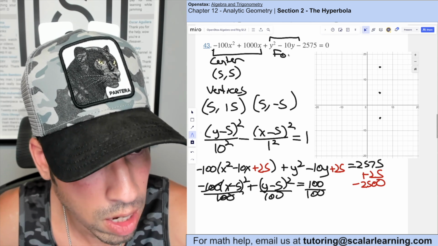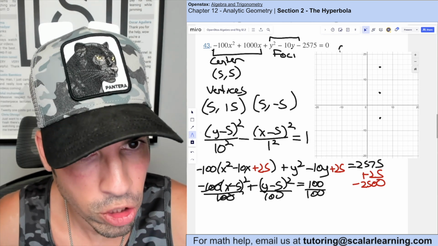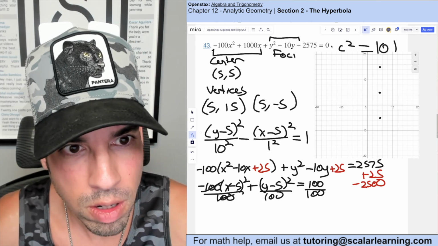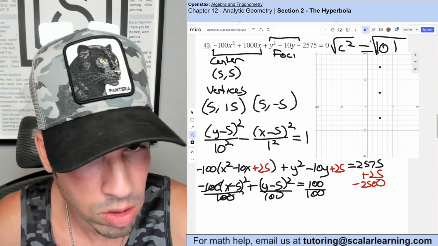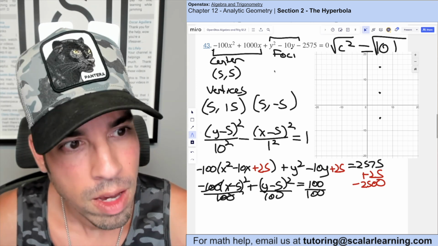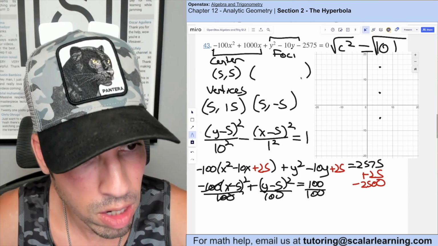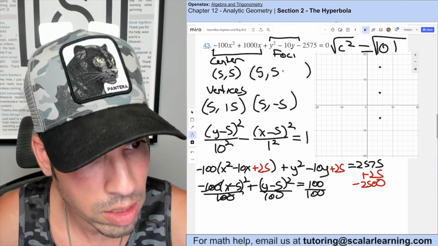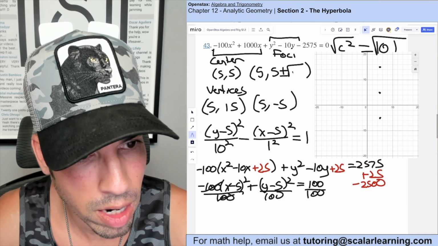All right, now the foci, again, we're going to use our nice equation c squared equals that plus that. That's 100 plus 1, which is 101. And that means c is the square root of 101. And what do I do? Again, because it's going up, down, for the foci I say 5 for the x, and then for the y, it's 5 plus or minus rad 101.